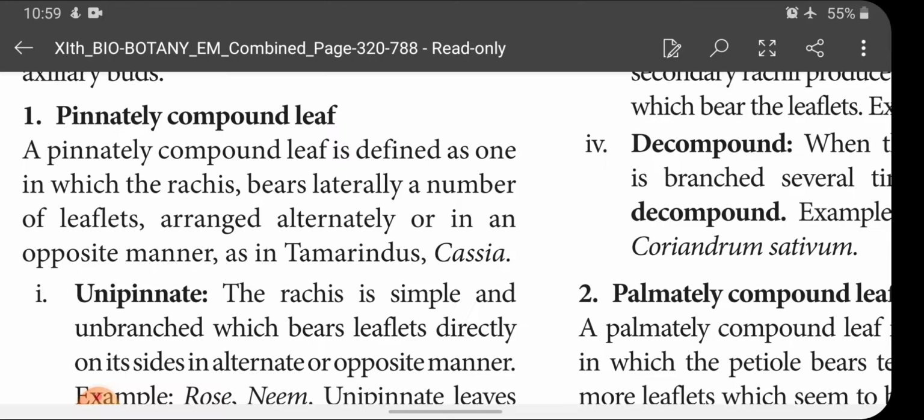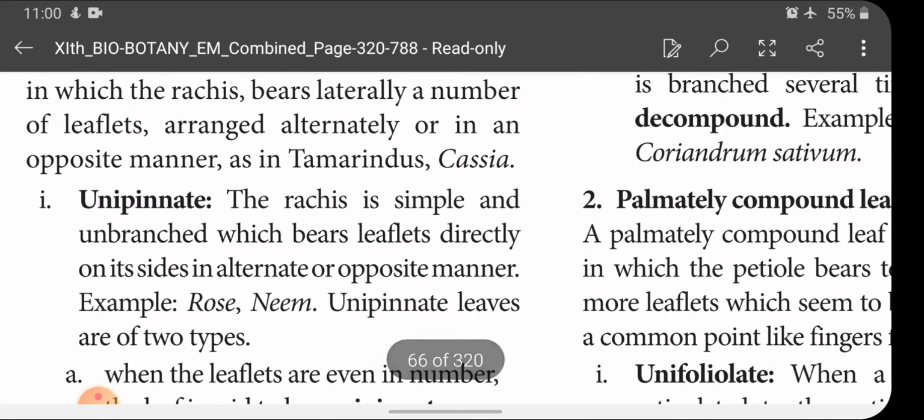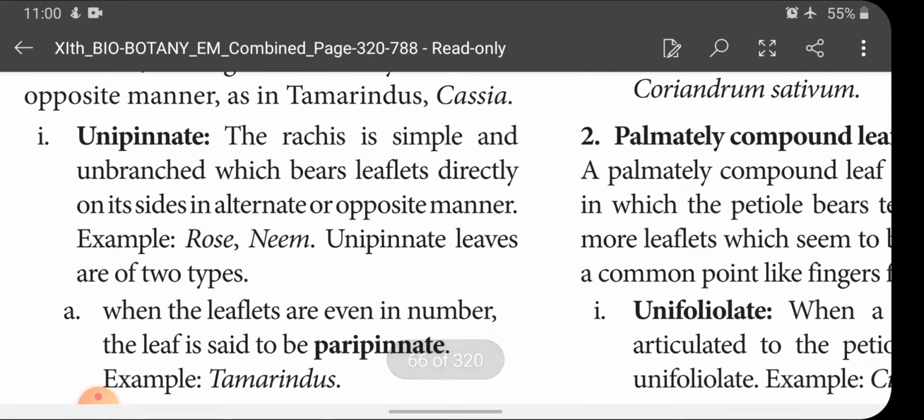So what is pinnately? There are two types of compound leaves. One is pinnately compound leaves, another one is palmately compound leaves. In pinnately compound leaves, the rachis is simple and unbranched, which bears leaflets directly on its sides. On both sides of the rachis the leaflets are present, either in alternate form or in the opposite form. Example, rose, neem. Unipinnate, example, rose and neem.